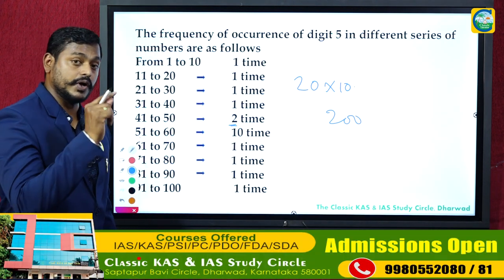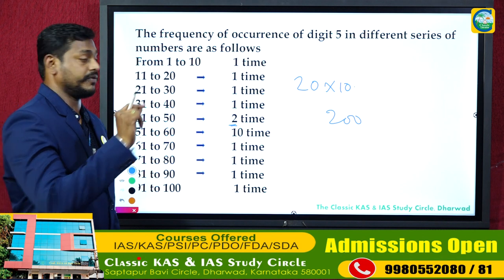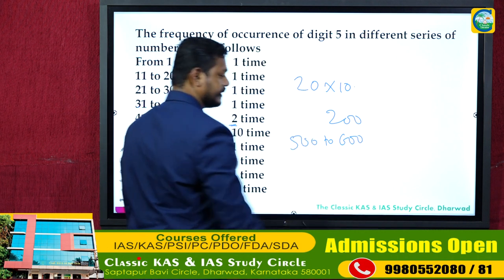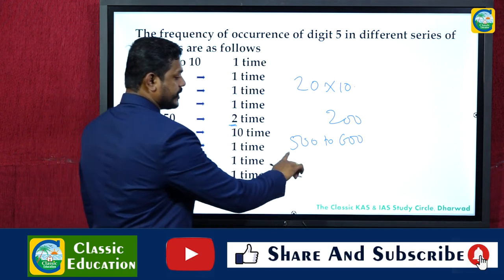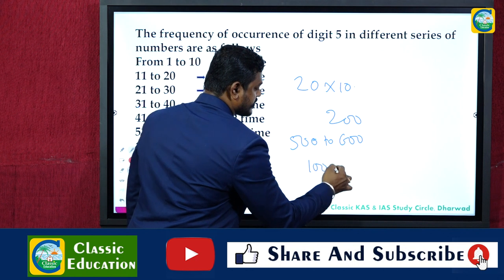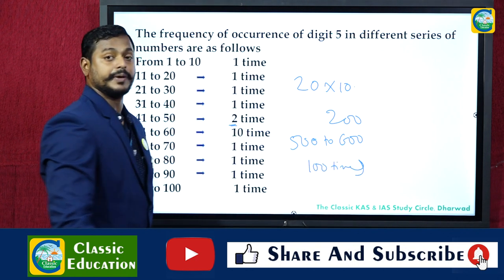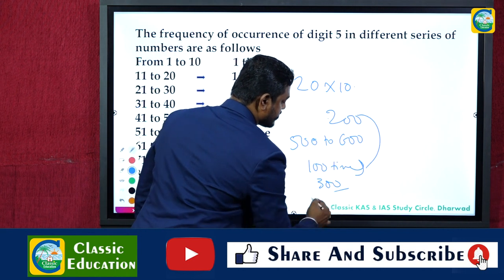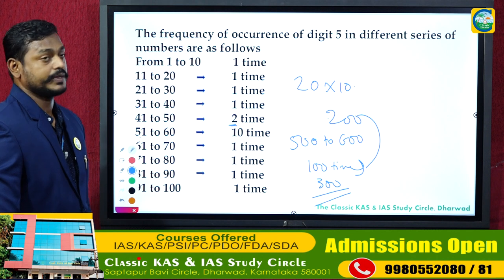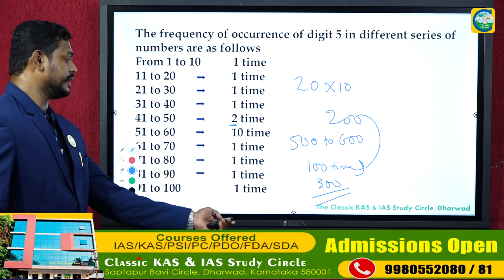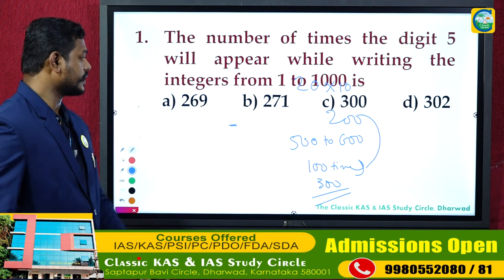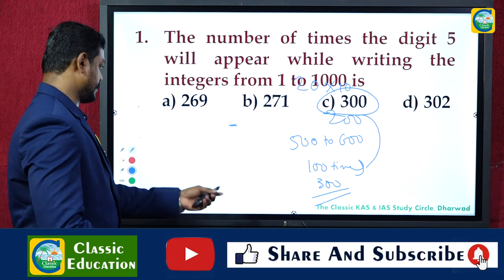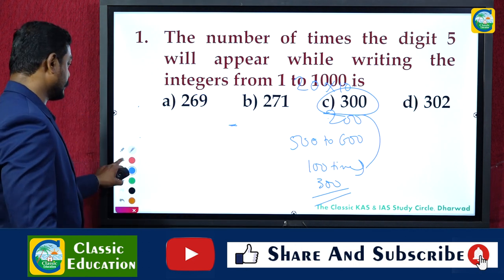But friends, there is the occurrence at the hundreds place, from 500 to 600. From 500 to 600, there are 100 times the 5 is repeated again. So 200 plus 100, that is 300 times the 5 will be repeated. So let me see the options here, the answer is 300. The option is C, that is 300, right, friends. Okay, we'll move to the next question now.